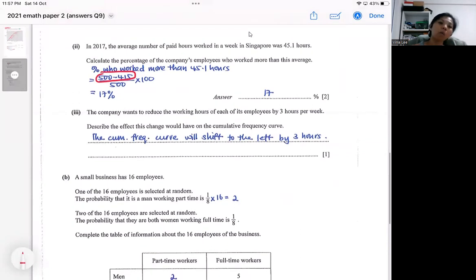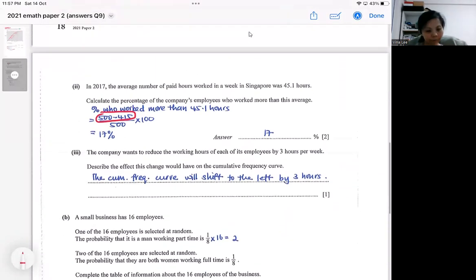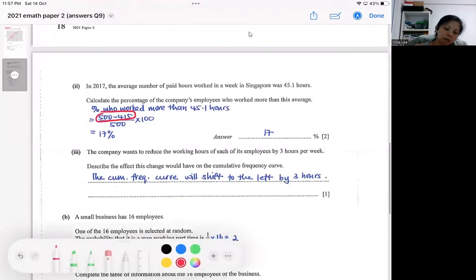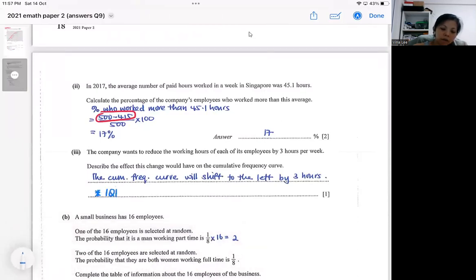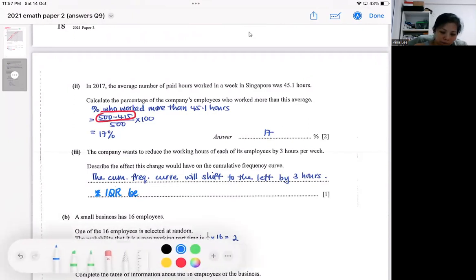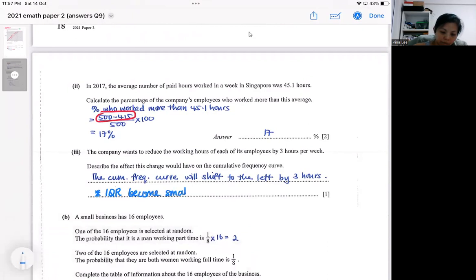Okay, so the other thing will be, what if our interquartile range changes? Sometimes they can ask for a change in interquartile range. The point is, if the interquartile range becomes smaller, the gradient of the cumulative graph will be steeper. It will become steeper.